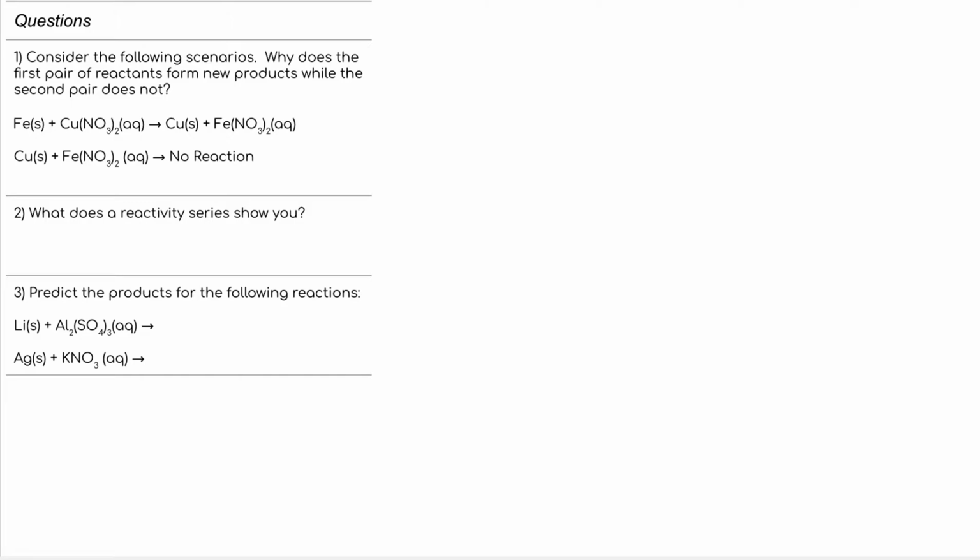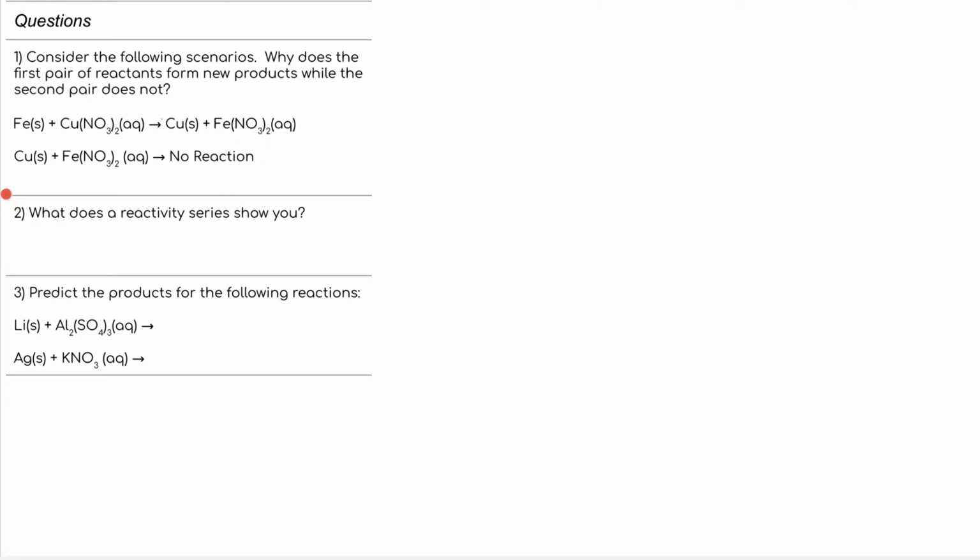Well, now we're gonna apply it in a slightly different way. And now we're going to look at something called a single replacement reaction. So I'd first like you to look at the scenarios presented in number 1. If we take a close look at the reactions in number 1, we'll see that the first example, we have solid iron reacting with aqueous copper 2 nitrate to form solid copper, and then aqueous iron 2 nitrate.